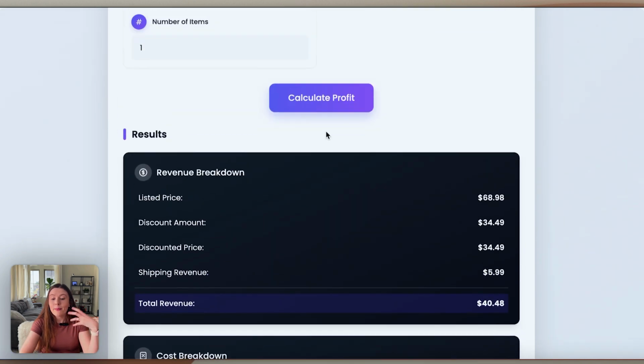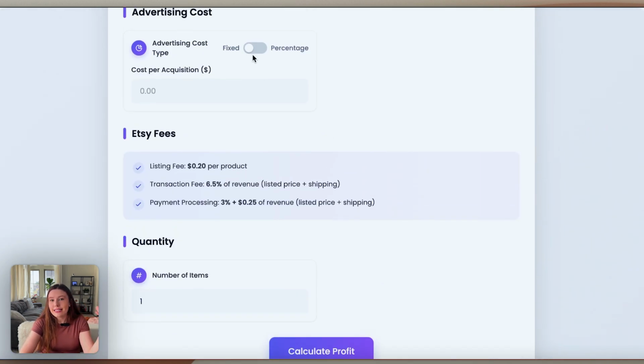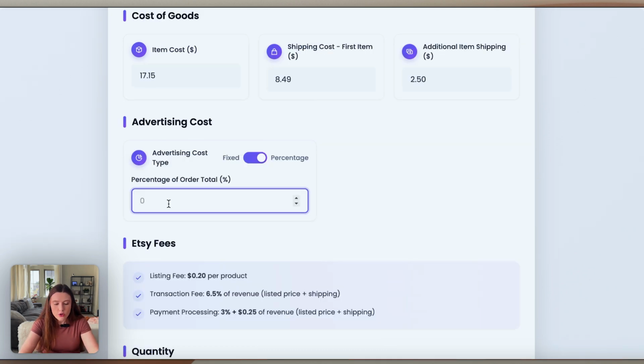You can also go back and make these changes and get a better understanding of, okay, let's say that I did have marketing that I wanted to put behind this product, and you're going to assume that it's going to cost you 15% of the total order to make this sale.